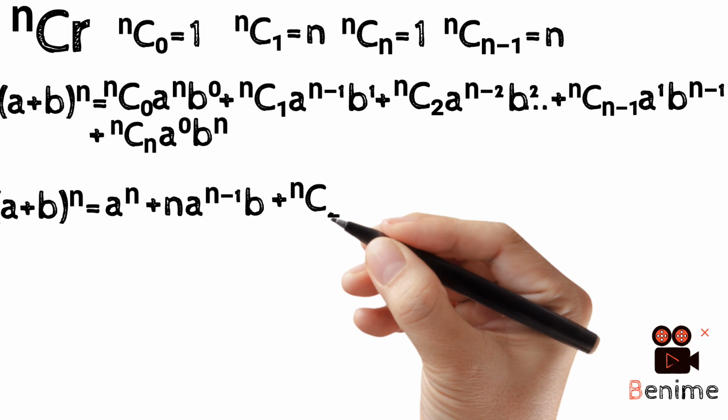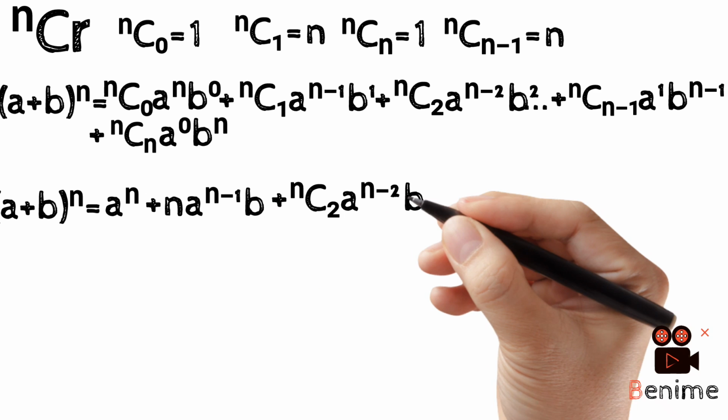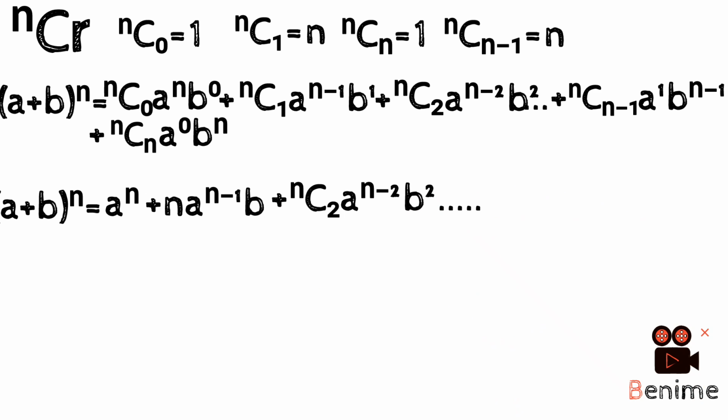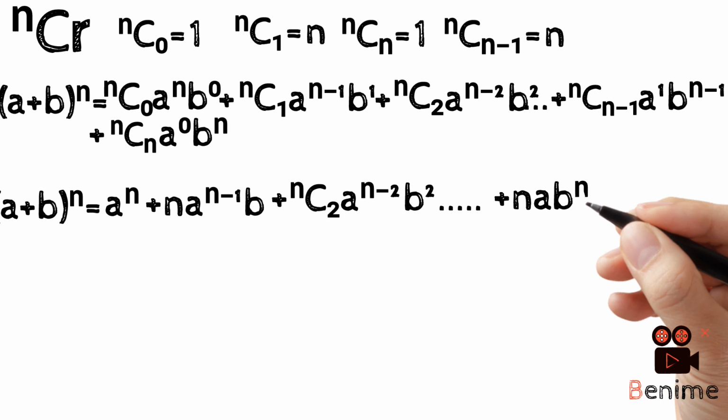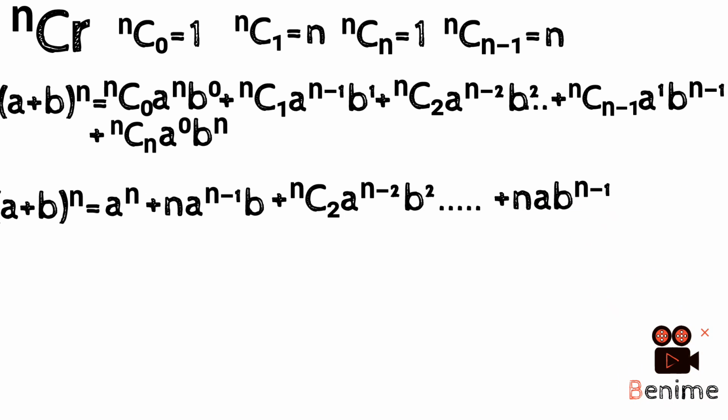Then follow it with n combination 2, a raised to the power of n minus 2, b raised to the power of 2, and so on. Then you get to the second to the last term. I also explained, second to the last term, the formula will be n combination n minus 1. You get n, so that's n. Then this a raised to the power of 1, if you want to write it as ordinary a, so that's n a b raised to the power of n minus 1.